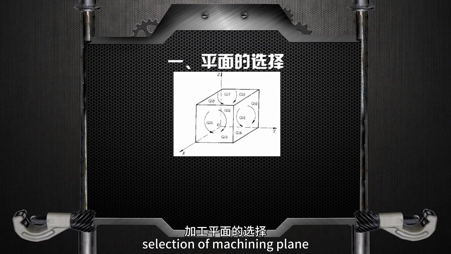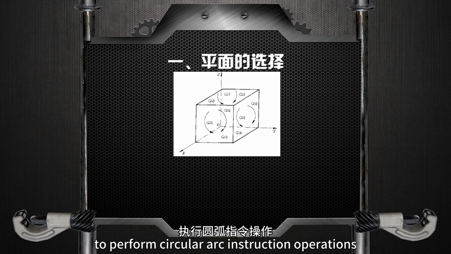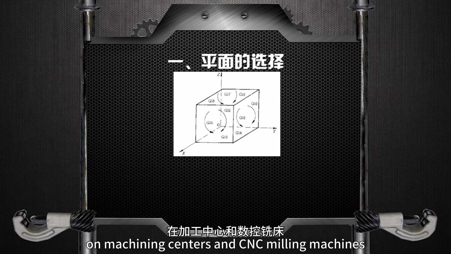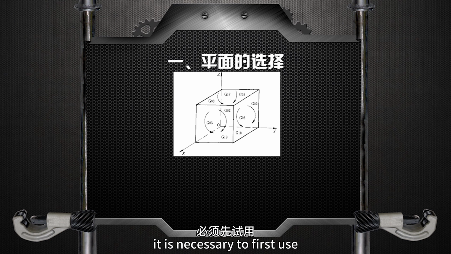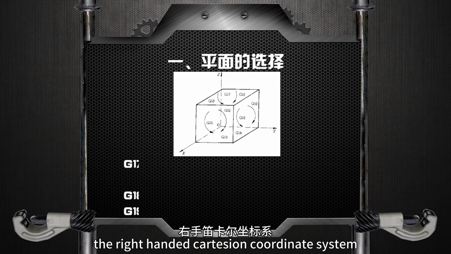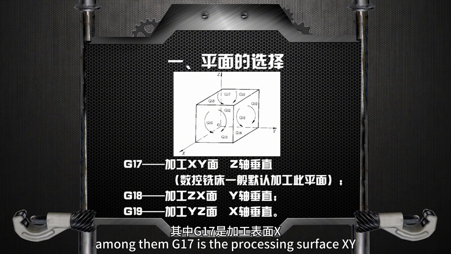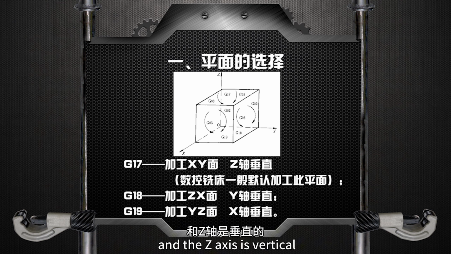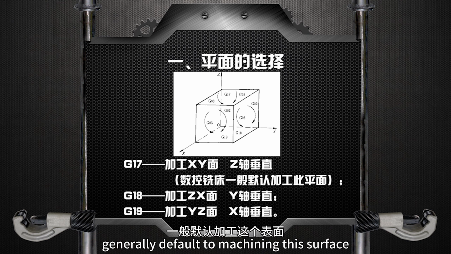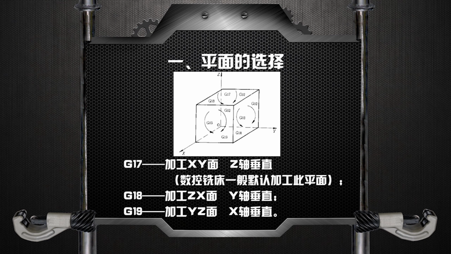Selection of machining plane. To perform circular arc instruction operations on machining centers and CNC milling machines, it is necessary to first use the right-handed Cartesian coordinate system to determine the machining surface. Among them, G17 is the processing surface XY and the Z-axis is vertical. CNC milling machines generally default to machining this surface.